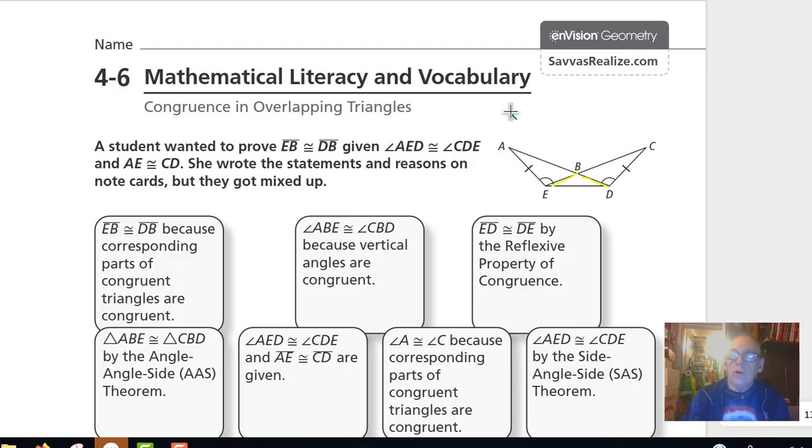What we want to do is draw these triangles separate from each other and label them. This first one's A, E, D, and this other one is E, C, D. So we have our two triangles. Angle AED is congruent to angle CDE. These two angles are given to us as being congruent to each other. And AE is congruent to CD. So that's the given information that we have.